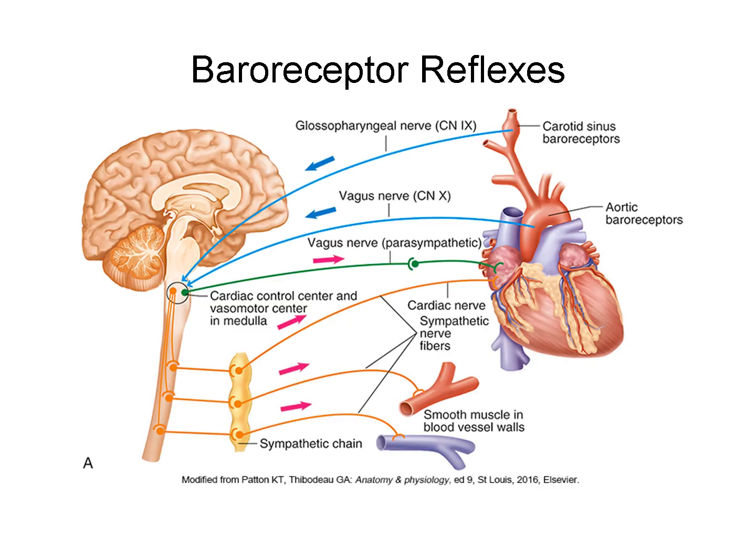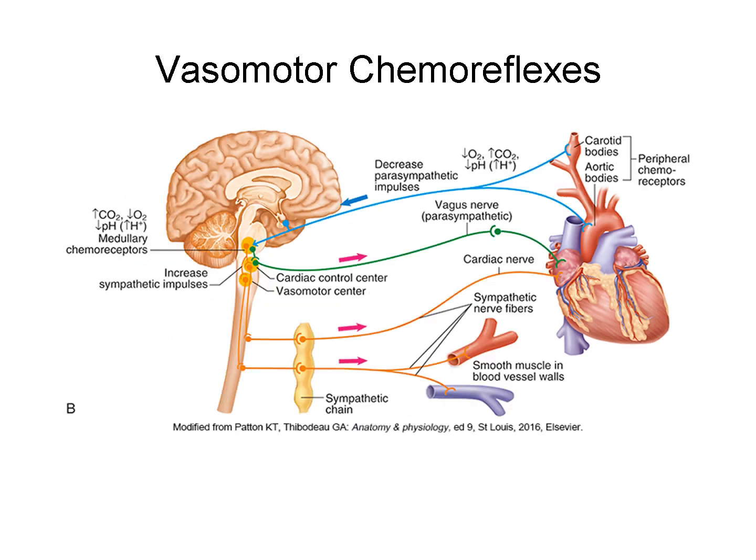Baroreceptors are stretch-sensitive receptors located in the aorta and carotid arteries. When blood pressure rises, these receptors stimulate the parasympathetic nervous system to slow heart rate. When pressure drops, they activate the sympathetic system to raise heart rate and constrict vessels. This reflex helps maintain homeostasis in real time.